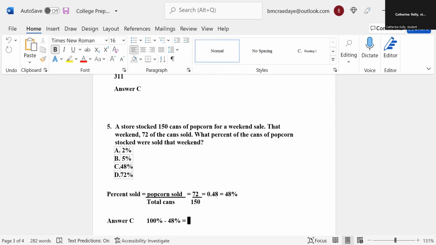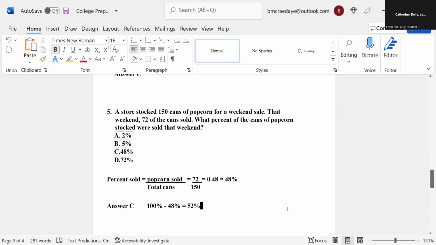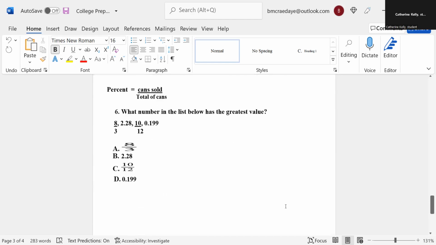The 52%. That's right, 52%. That's the short way of doing it. Another way, the long way, would be to subtract 72 from 150 and divide that by 150. But since you already know the percent sold, the percent unsold would be the total 100% minus 48. Got it? Okay. So now let's go to the very last problem, number 6.